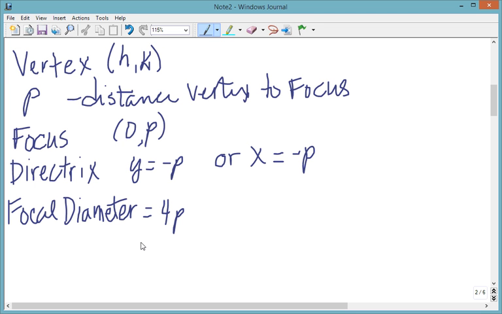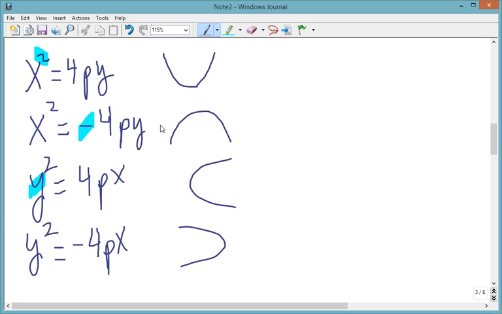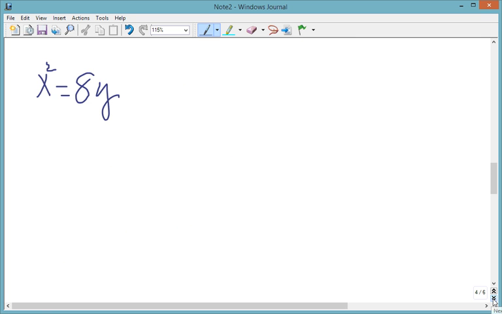Well, does 4p sound familiar? It should sound familiar because that is our equation, right? This is 4p times y in all of these cases, and so 4p happens to be the focal diameter. All right, so let's look at some that I might ask you to do.